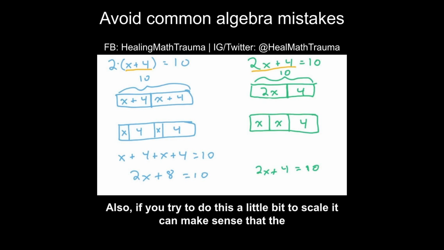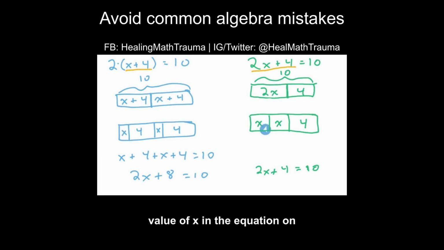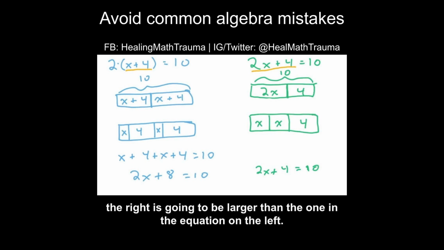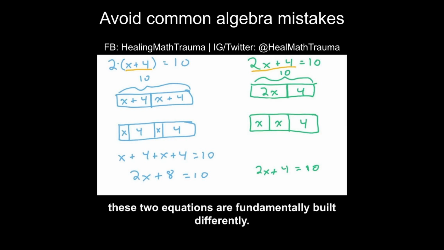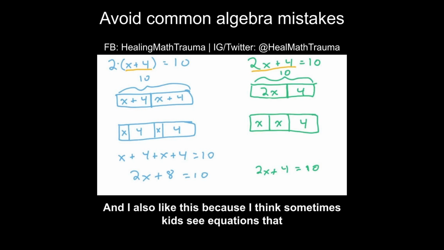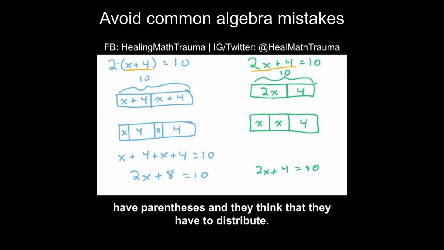Also, if you try to do this a little bit to scale, it can make sense that the value of x in the equation on the right is going to be larger than the one in the equation on the left. I think it's just a really important tool to help kids understand that these two equations are fundamentally built differently. And I also like this because I think sometimes kids see equations that have parentheses and they think that they have to distribute.